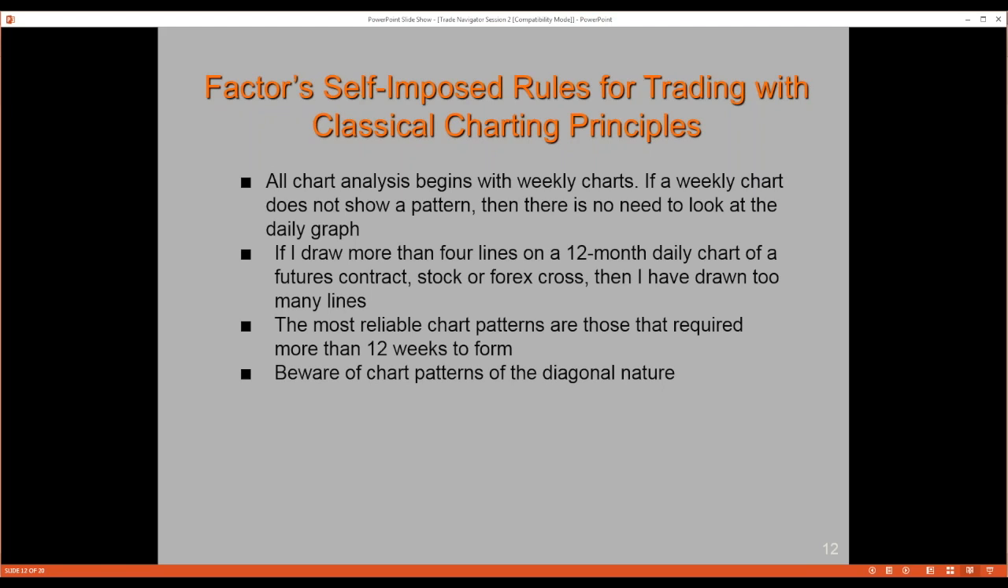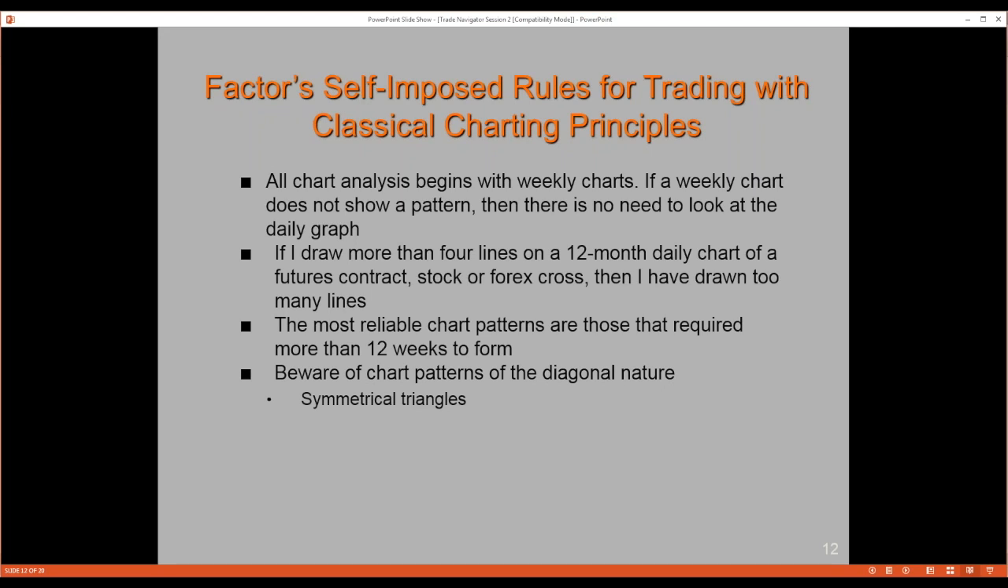I want to be aware of chart patterns that I call diagonal in nature. Those of you that I communicate with on a pretty regular basis understand what I mean by diagonal. I'm talking about a line that's angled on the chart. Beware of chart patterns that have diagonal boundaries. I want chart patterns that have horizontal boundaries, or at least chart patterns that break out through a horizontal boundary.